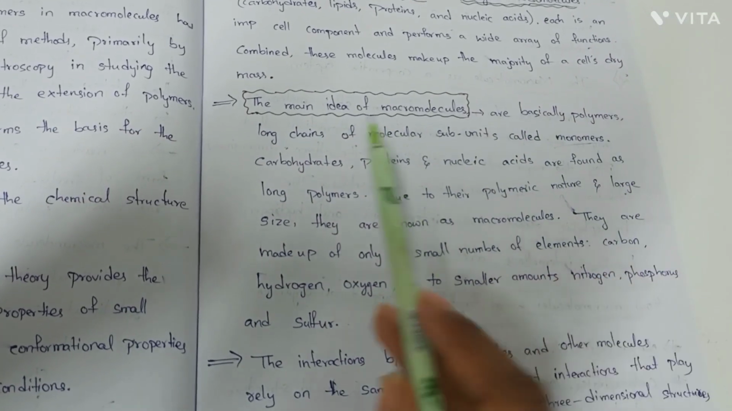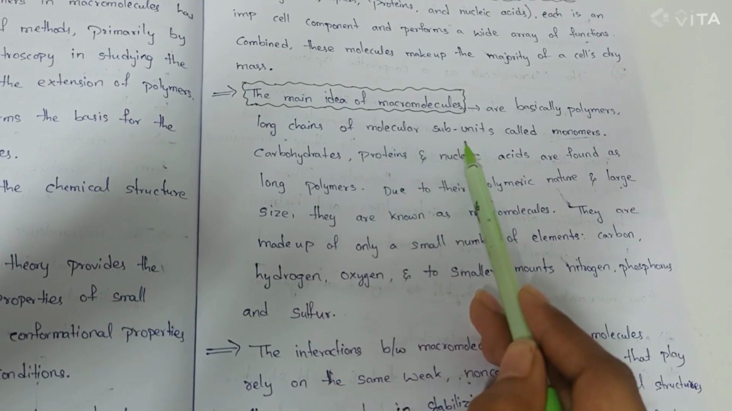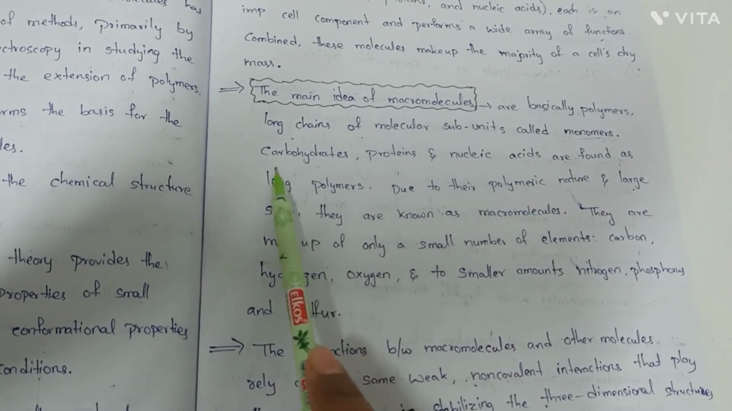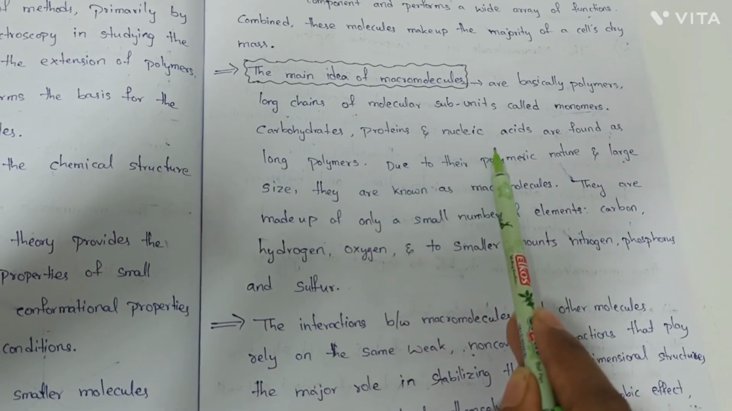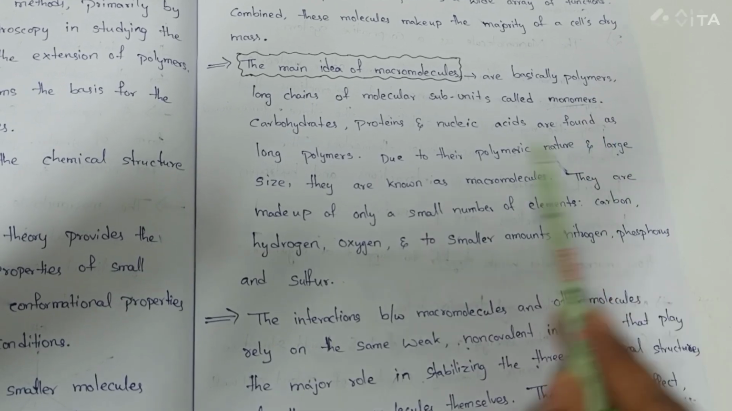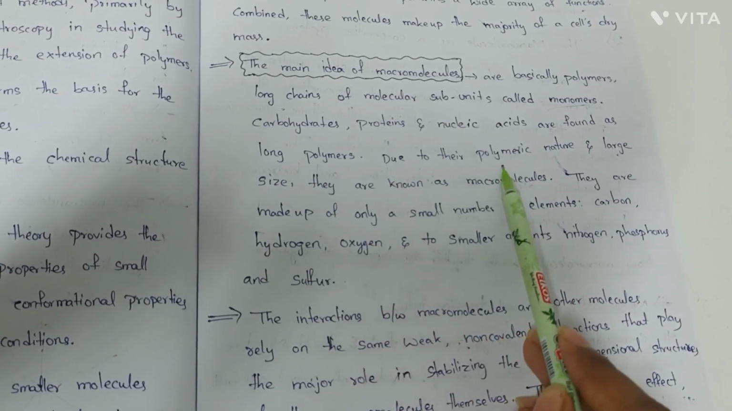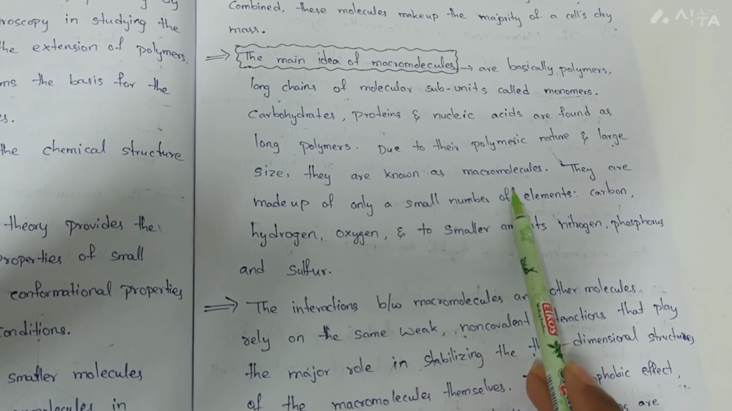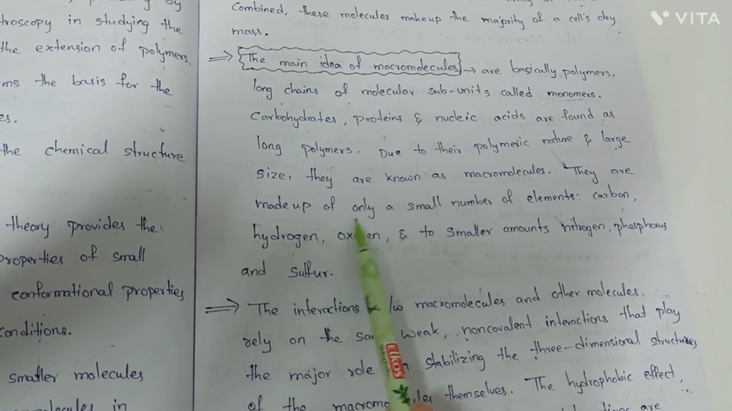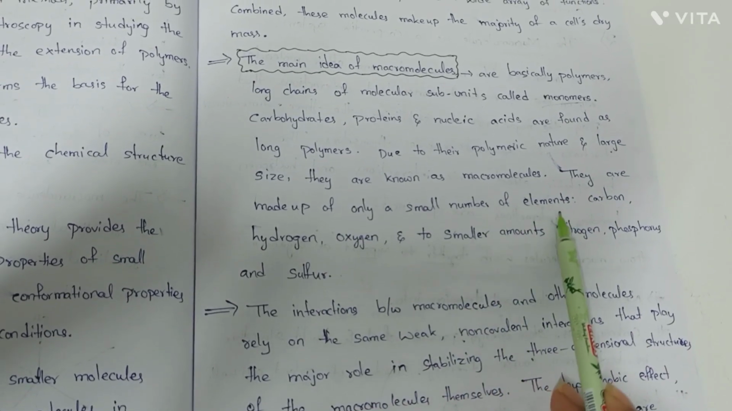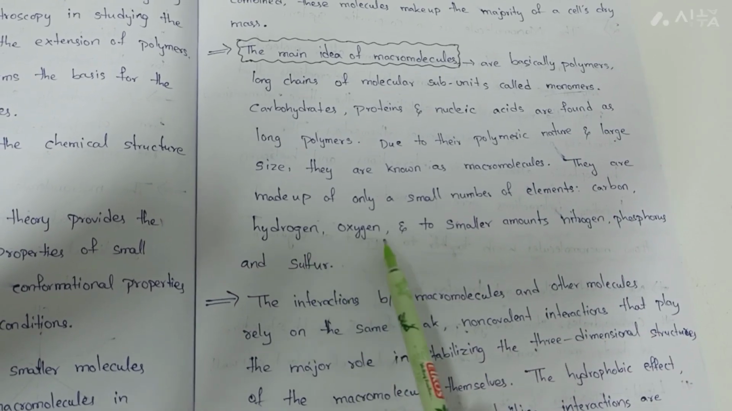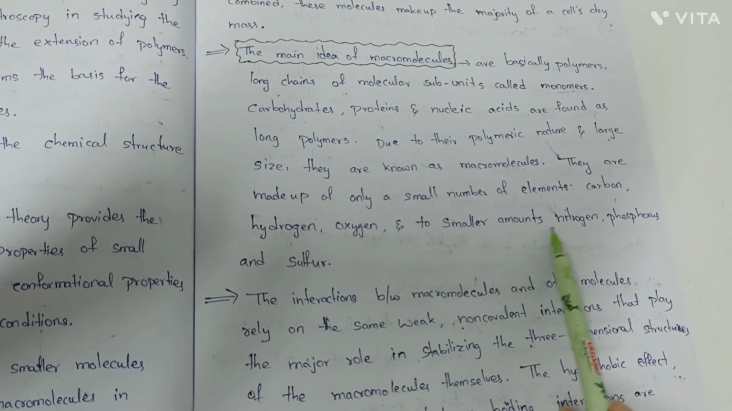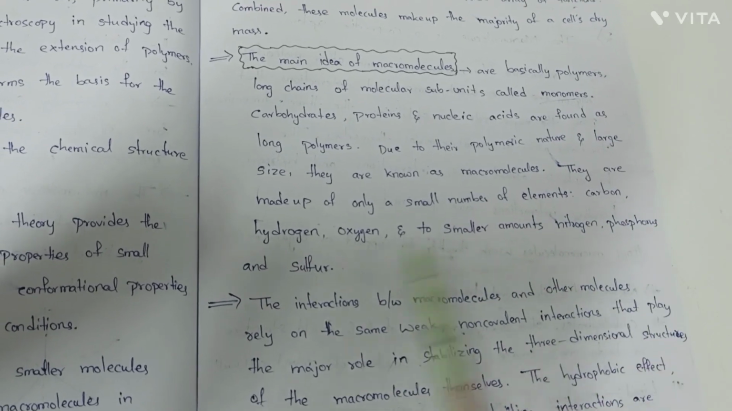Macromolecules are basically polymers, long chains of molecular subunits called monomers. Carbohydrates, proteins, and nucleic acids are found as long polymers. Due to their polymeric nature and large size, they are known as macromolecules. They are made up of only a small number of elements: carbon, hydrogen, oxygen, and in smaller amounts nitrogen, phosphorus, and sulfur.